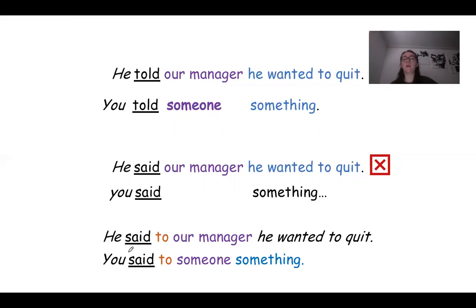The reason it works is because he told our manager, he told him, he gave him information, he gave him instruction. He said, I wanted to quit. But you could use "he said" because "said" means these words came out of his mouth to our manager. He told our manager, he said to our manager, he wanted to quit.